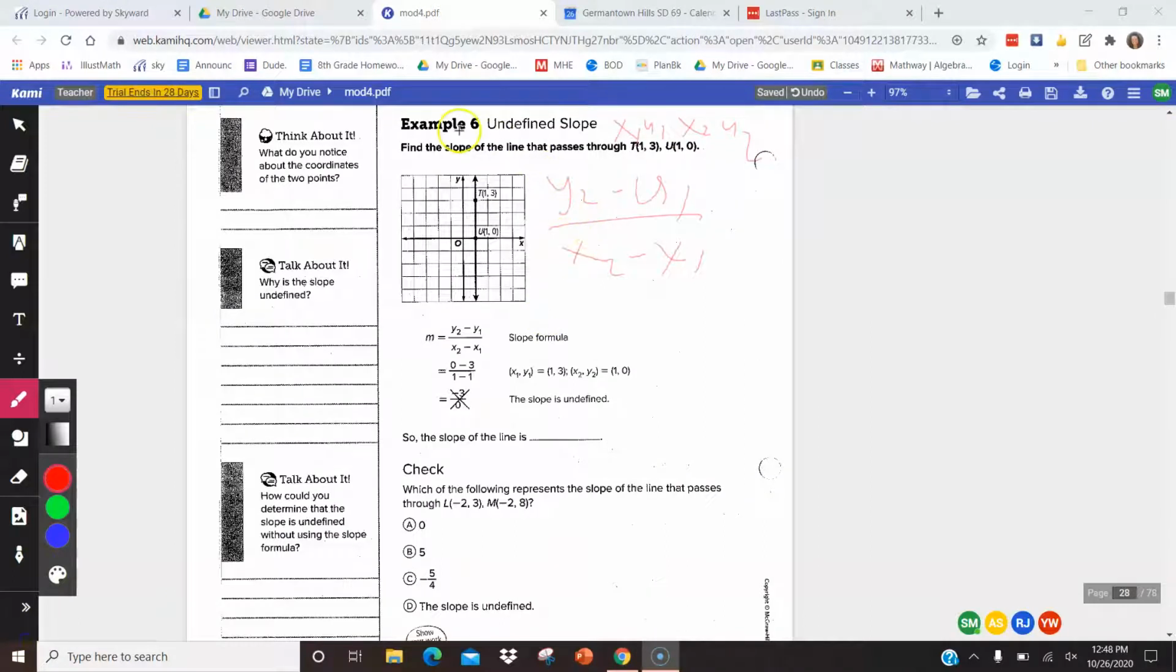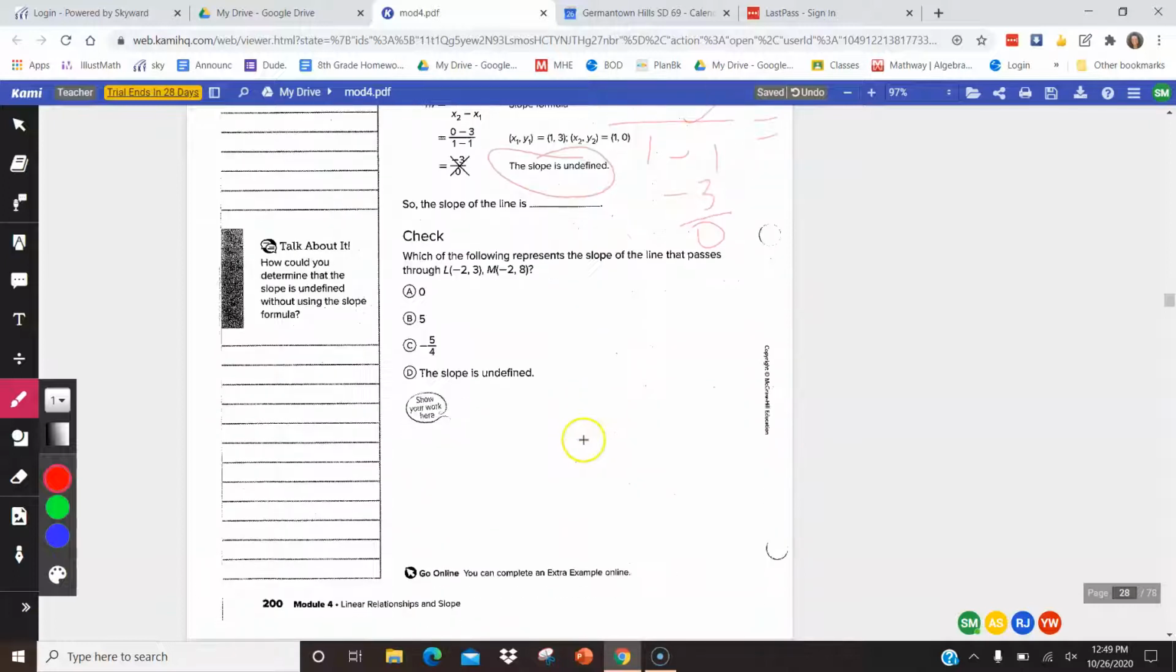Okay, so now find this line here of undefined slope. I have y sub 2 minus y sub 1 divided by x sub 2 minus x sub 1. Y sub 2 is 0 minus y sub 1, which is 3. X sub 2 is 1 minus x sub 1, which is 1. I have a negative 3 over 0. You cannot have 0 in the denominator. Bad things happen. That is undefined. So when you get that, the slope is undefined. You can't do it. Go ahead and do the check. We'll check that in class tomorrow.